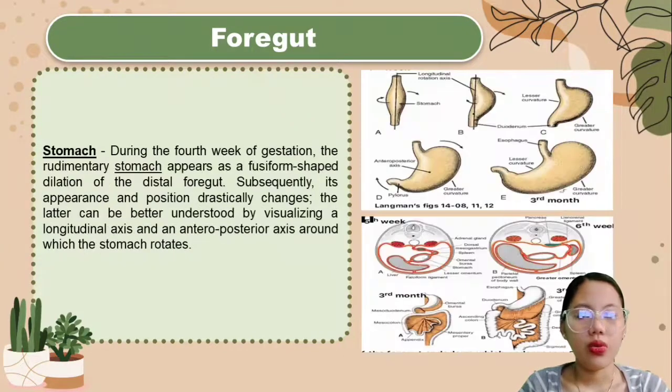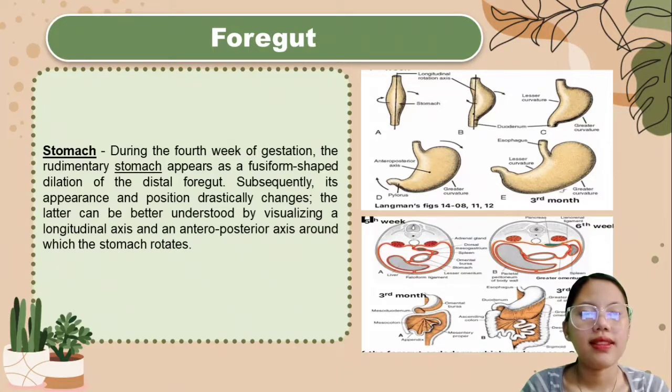So the next one we have is the stomach. During the fourth week of gestation, the rudimentary stomach appears as a fusiform-shaped dilation of the distal foregut. Subsequently, its appearance and position drastically change. The latter can be better understood by visualizing a longitudinal axis, an anterior-posterior axis, around which the stomach rotates.